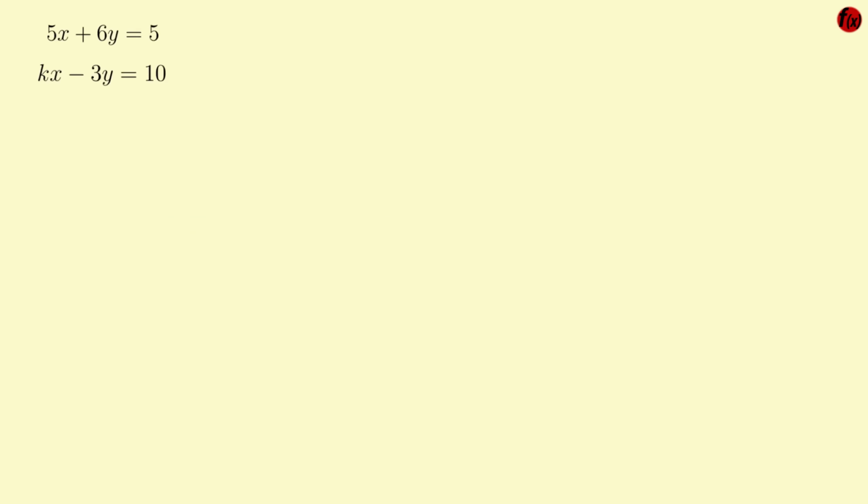To solve this problem, we need to understand the conditions for parallel and perpendicular lines in terms of their slopes. All right, we have two lines. Find the slope of the first line.